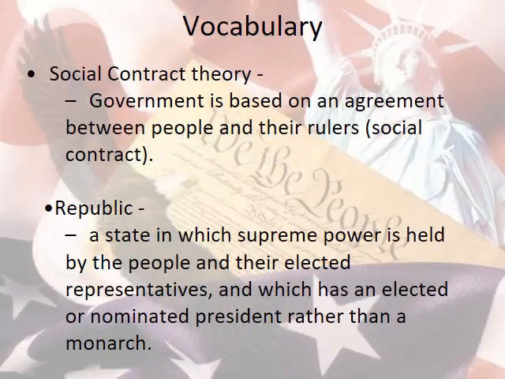Social contract theory. Government is based on an agreement between the people and their rulers, otherwise known as the social contract. Republic, a state in which the supreme power is held by the people and their elected representatives, and which has an elected or nominated president rather than a monarch.